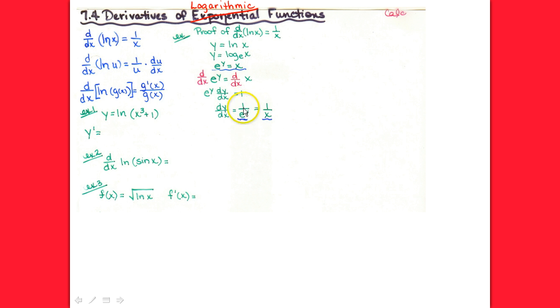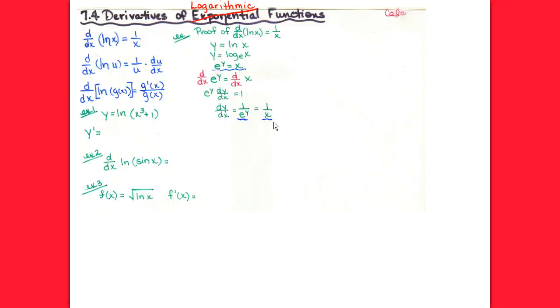So to get dy dx by itself, divide both sides by e to the y. So dy dx is 1 over e to the y. And remember that e to the y was equal to x, so I can replace e to the y with x, because that derivative was supposed to be in terms of x. I can't leave it that way. I need to rewrite it in terms of x. And so we get the derivative is 1 over x. So pretty straightforward for that proof.